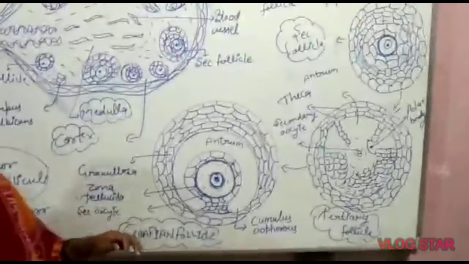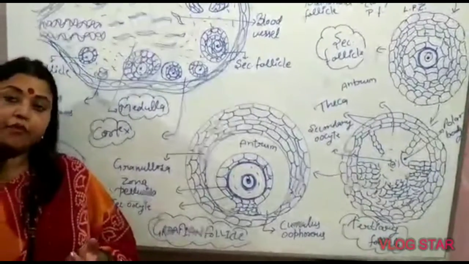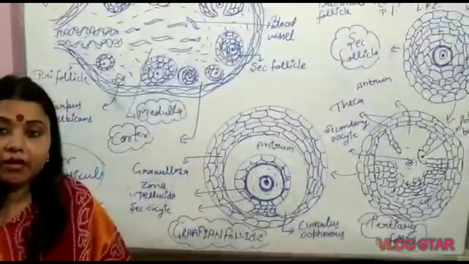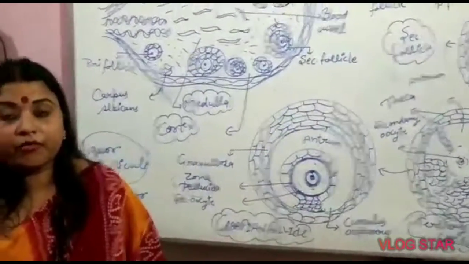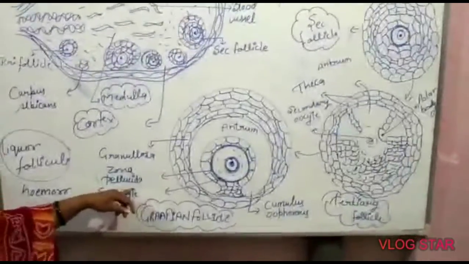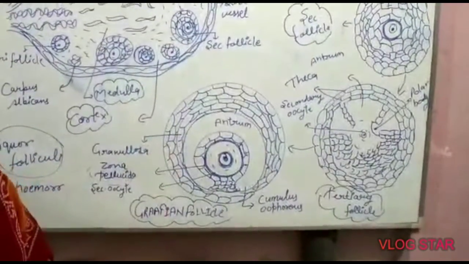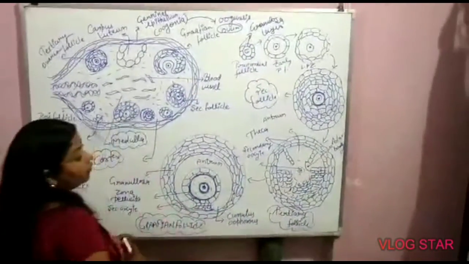This layer has some binding receptors, or we can say fertilin, which helps when sperms come inside for the fertilization. So due to the secretion of this fertilin, one sperm is captured for the fertilization. So this is the development of the Graafian follicle.